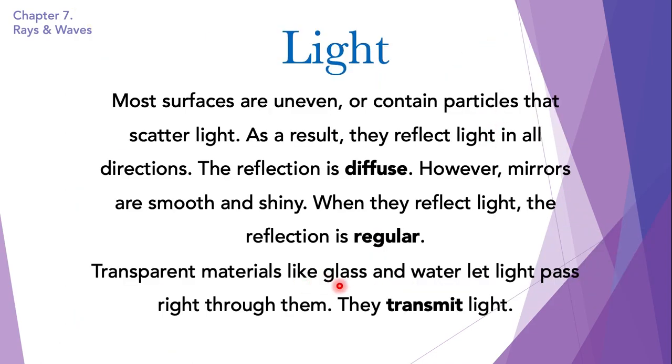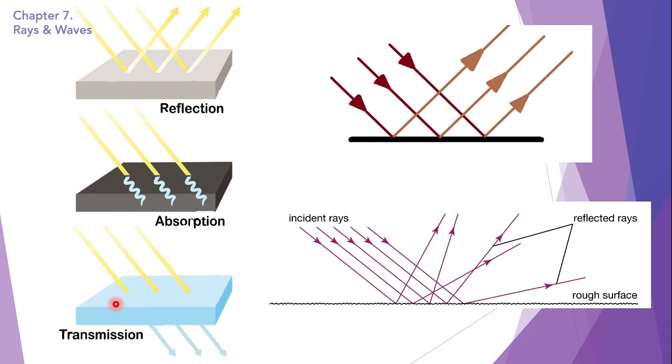Transparent materials like glass and water let light pass right through them. So they transmit light. Here is transmission. Light passes through this object. So this object, perhaps glass, transmits light. This object absorbs light. So the rays are absorbed by this object. And this object reflects light. So the rays bounce off of this object, and because it is smooth, the reflected rays are regular. So this is a regular reflection.